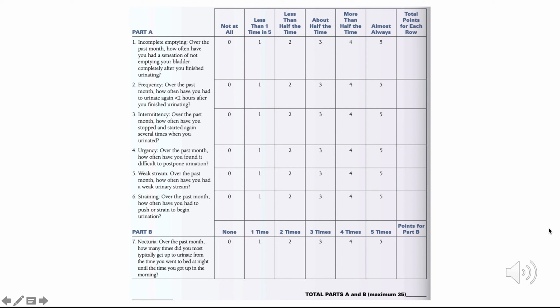This is an example of the BPH symptom score by the American Urological Association. A higher score indicates more severe symptoms, while a score of less than 7 is considered mild and does not require any treatment.